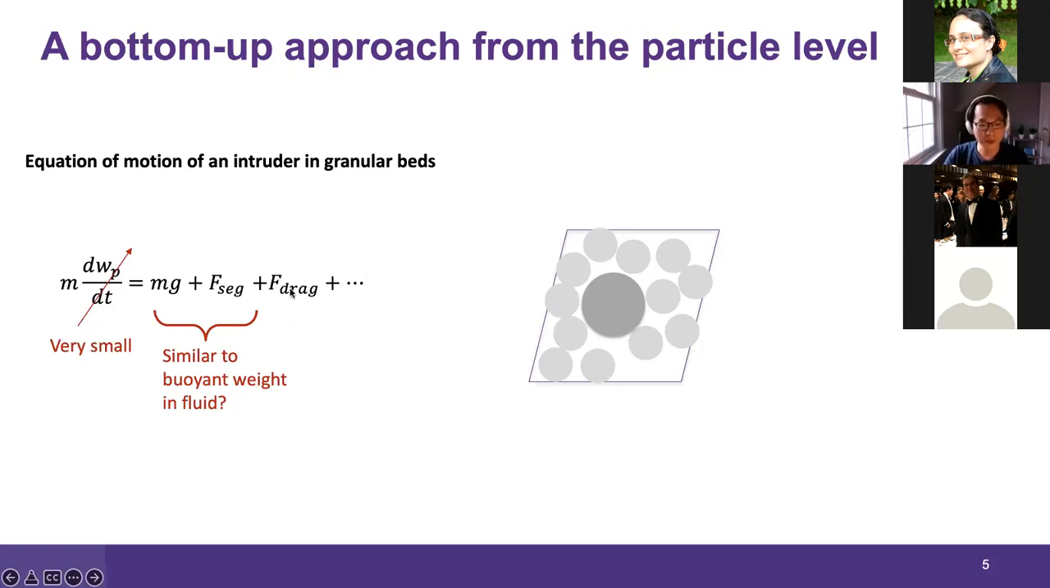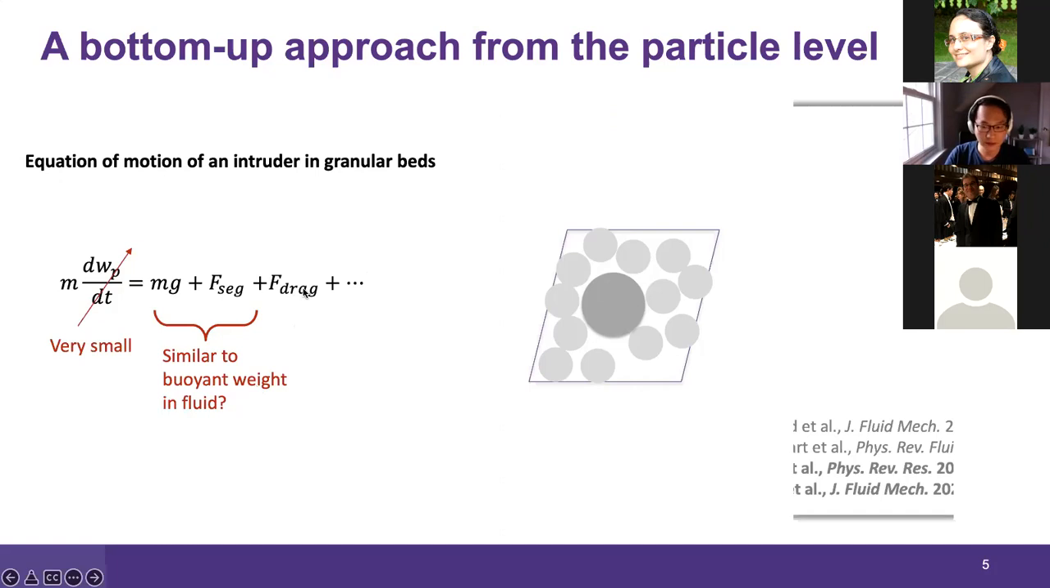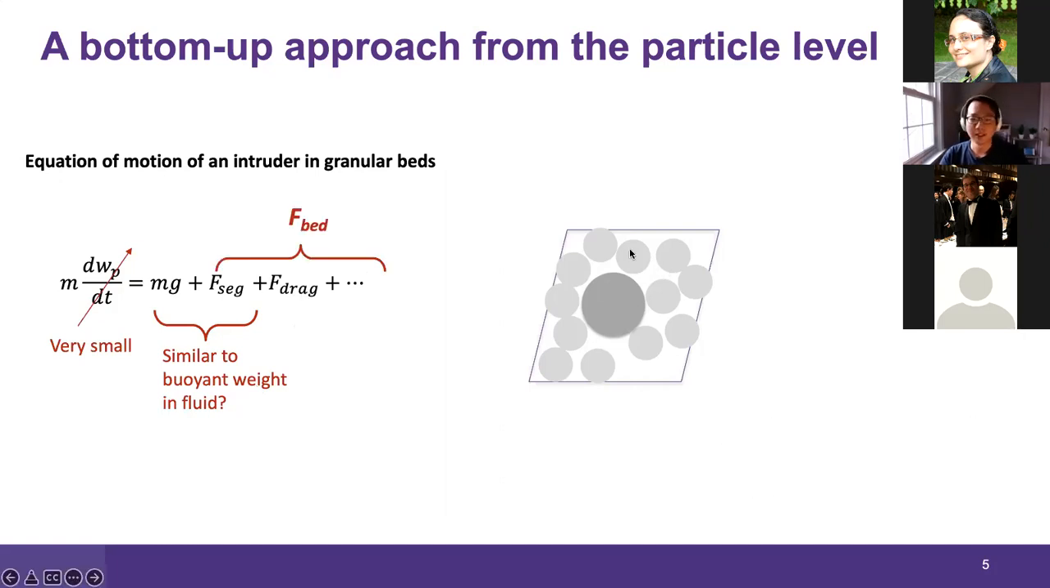To simplify the problem, sorry, my screen is frozen. The problem is actually very simple, because for the intruder, there are only two forces. One force is the weight coming from gravity, and the other force is the bed force coming from all the neighbor particles in the bed. This net bed force may be partitioned into driving terms or resistive terms. But if there is a way that we can directly measure this force as a whole, then we can have a much better idea of how this force functions.